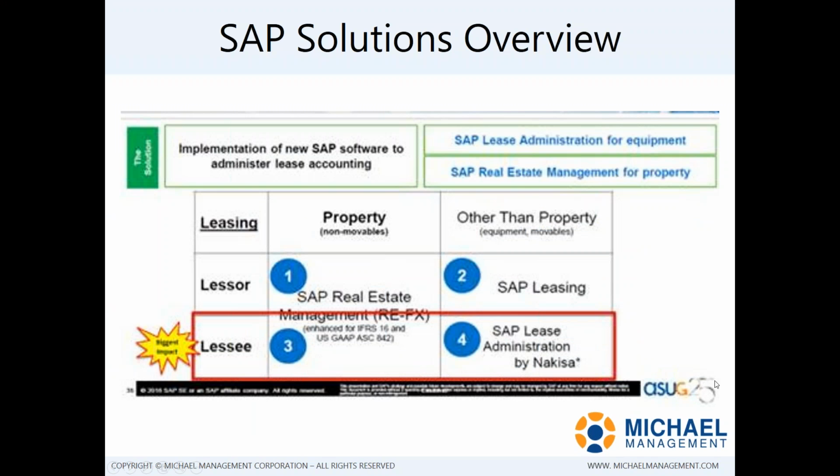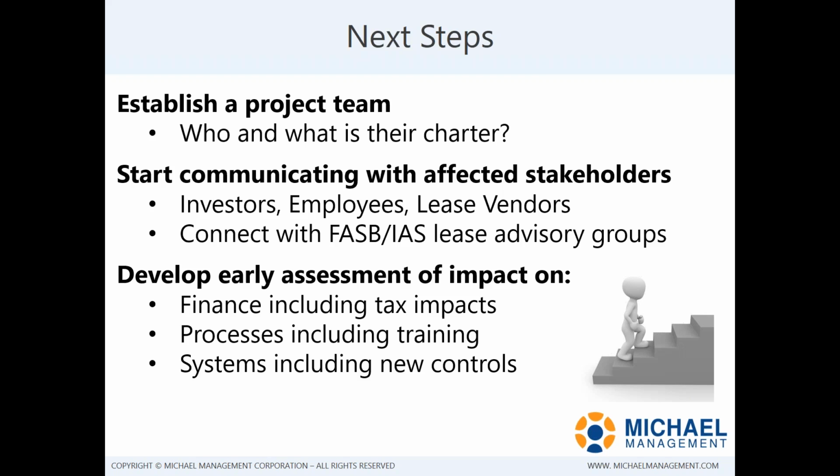So SAP has a solution, and it's broken into two parts. On the left-hand side, you're dealing with the real estate solution. You could be the lessor, where you're managing your buildings that you lease out, or you're the lessee and you need to manage that building and non-movable equipment. The other solution is the lease administration for equipment. There's a part of a solution in SAP for the lessor, but there's a solution that meets all the requirements provided by SAP's partner named Nikisa. So my focus really is more on the lessees. I think that's where the biggest impact is. Folks who have the equipment and the management of that, I think that's where the biggest impact is going to be. Let me jump back down to a couple other slides here.